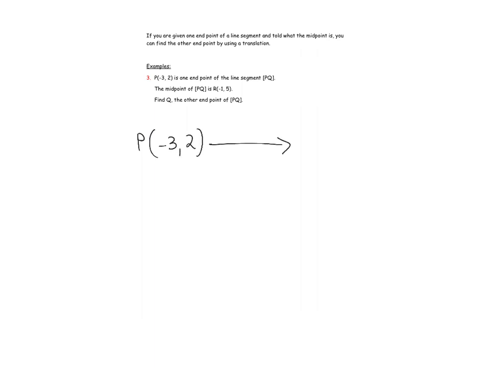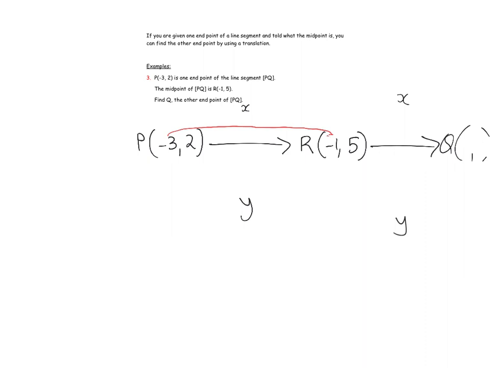And that's going to the midpoint, which is (-1, 5), and then that's going to our endpoint, which is Q, and we don't know what the endpoint is just yet. Now, if we talk about the x's up here and the y's down here. So what did we do to -3 to make it -1? Well, we added 2, so we'll plus 2 to it there. And then what did we do to 2 to make it 5? You can see here straight away that we just added 3.